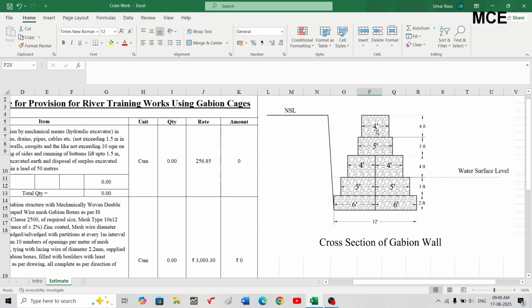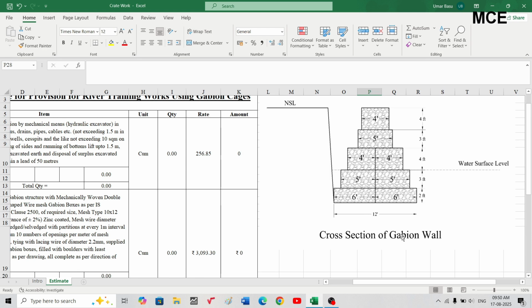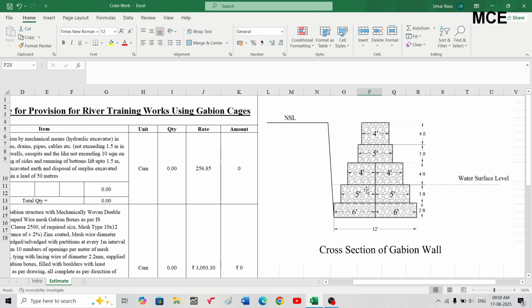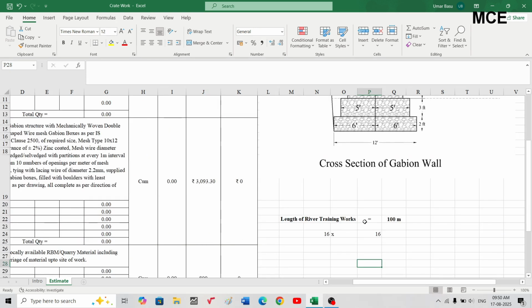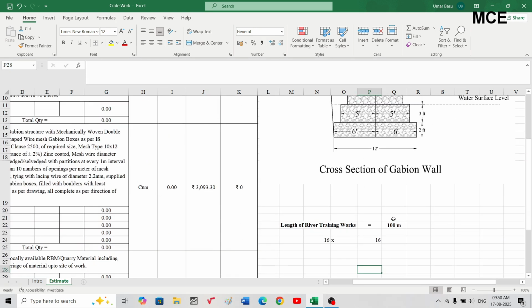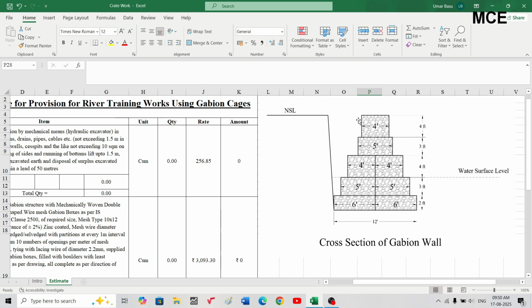And the last gabion box is actually square in cross section, having length 4 feet. So these are the gabion boxes which I am using for my river training works. These will be used along two sides of a river. And the length of the river training works is 100 meter. This is the cross section. So I have to estimate the quantity for this gabion wall.